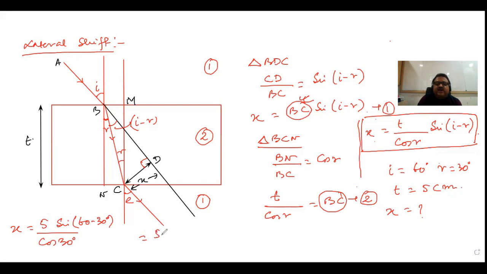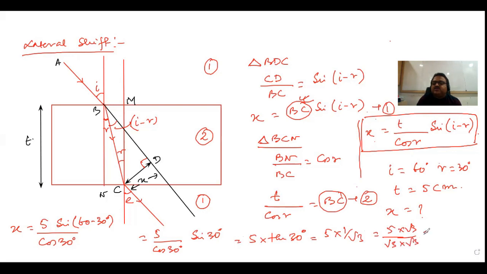So 5 by cosine of 30 degree and sine of 30 degree, which we can simply write as tan 30. Okay. And what is the value of tan 30? Tan 30 is equal to 1 by root 3. So the answer is 5 by root 3. If you want, you can rationalize it, multiply it with root 3. So the answer is 5 root 3 by 3 centimeter.